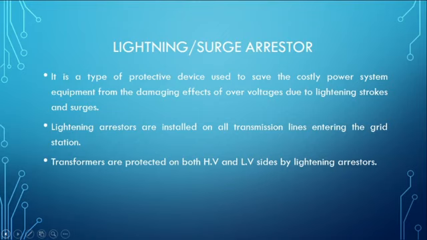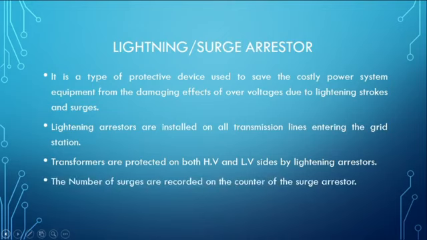If there is any surge in voltage on transmission lines, the surge arrestors installed at the entrance of the grid station will ground the surges and prevent any surges from entering the grid. However, if transients or over-voltages occur within the grid station, then the surge arrestor installed on both sides of the transformer will protect the transformer from any over-voltages. The number of surges are recorded on the counter of surge arrestor.